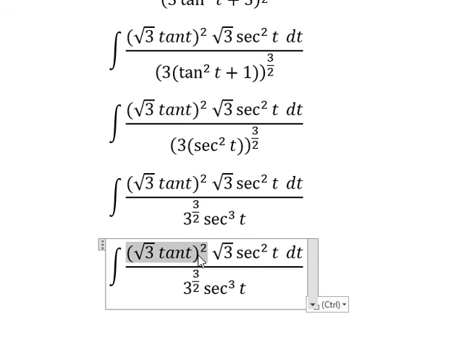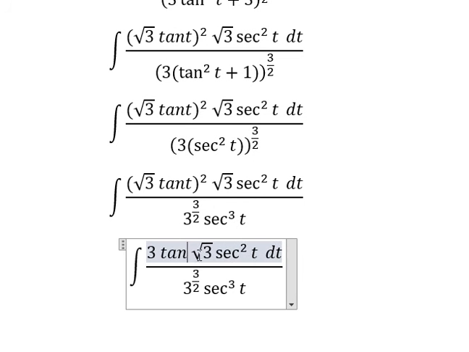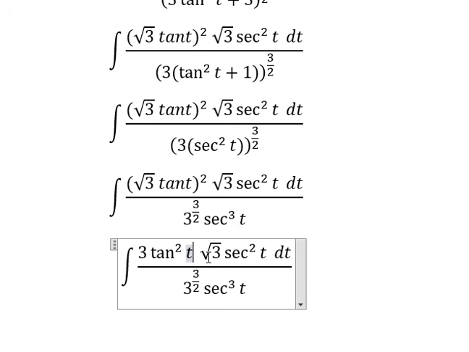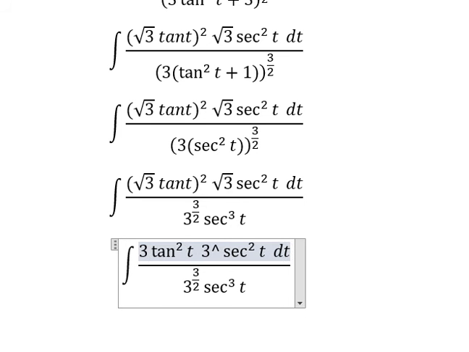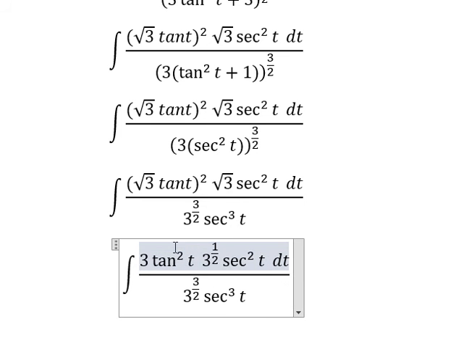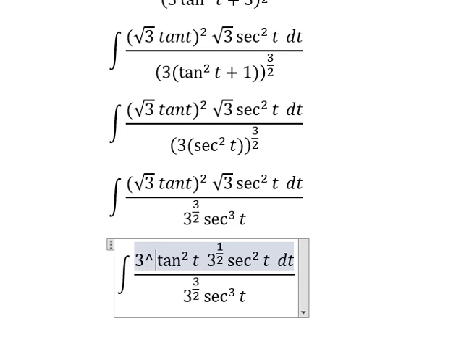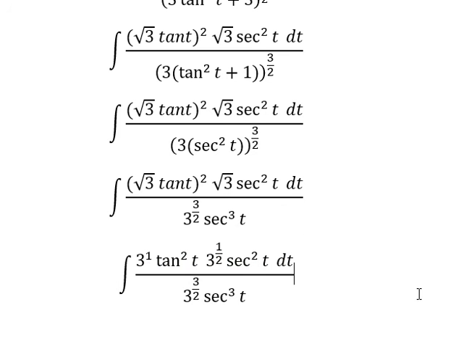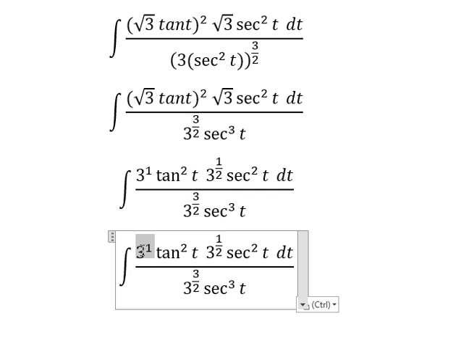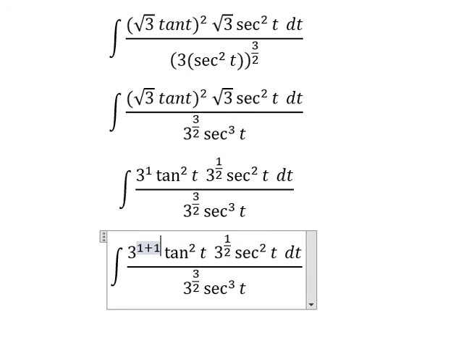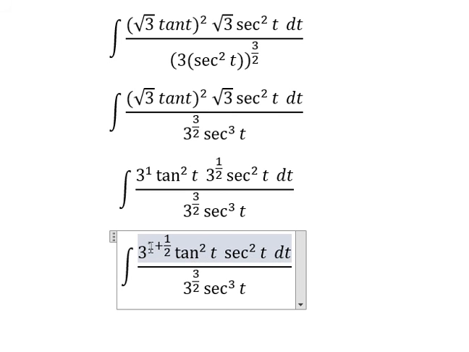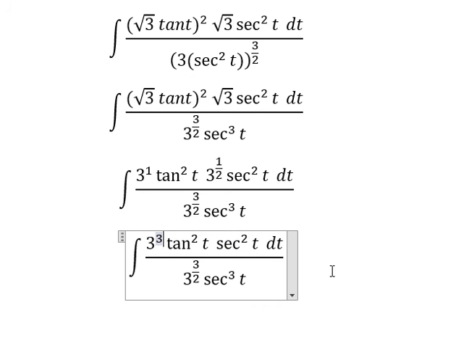This one you get 3 times tan squared t. The square root of 3, that's 3 to the power of 1 over 2. Number 3 in here, that's number 1. So this one multiplied by this one, you get 1 plus 1 over 2. And we know that 1 plus 1 over 2, you get 3 over 2.